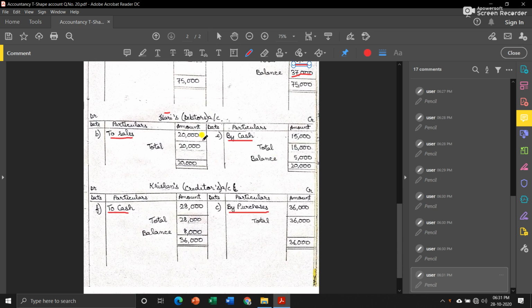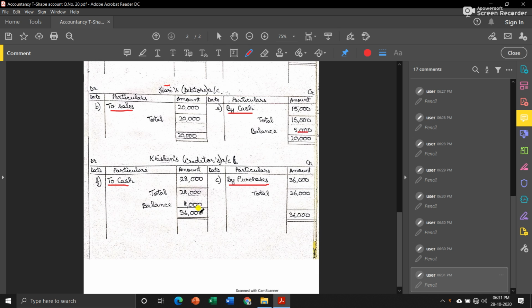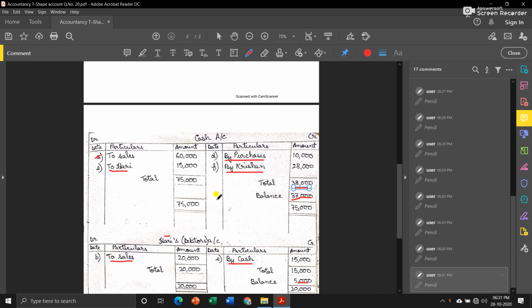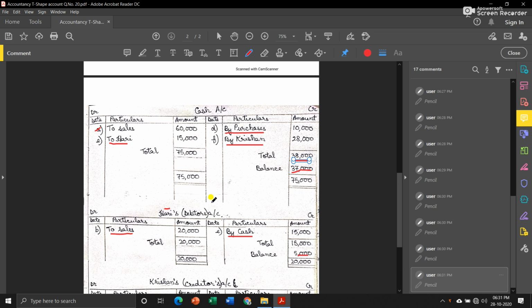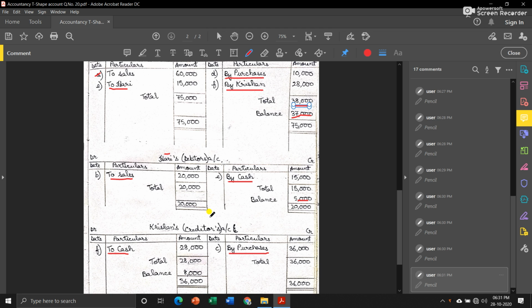Then in Hari's, that is our debtors account, on the debit side we got 20,000, on the credit side we got 15,000, that means the balance we got is 5,000, and after that we close the account. Then in Krishan's account, on the debit side we got 28,000, and on the credit side we got 36,000. So on the debit side we will add 8,000 more to get 36,000 on both sides, so that both the sides are tallied. Now this is the way we are supposed to prepare a T-shaped account.